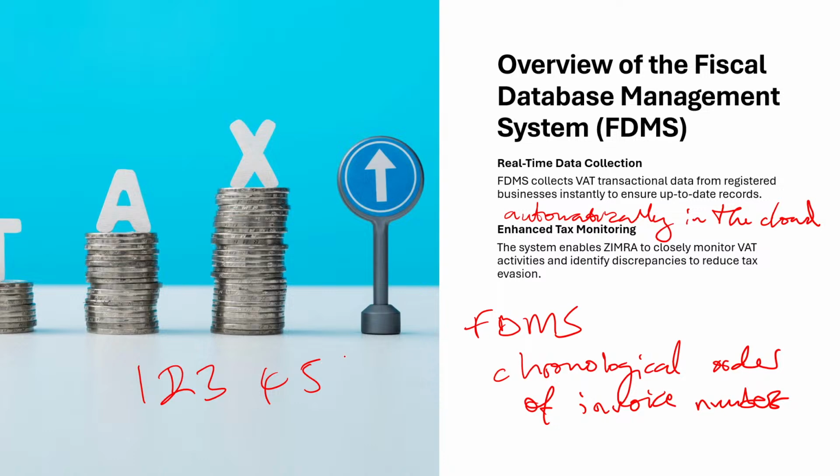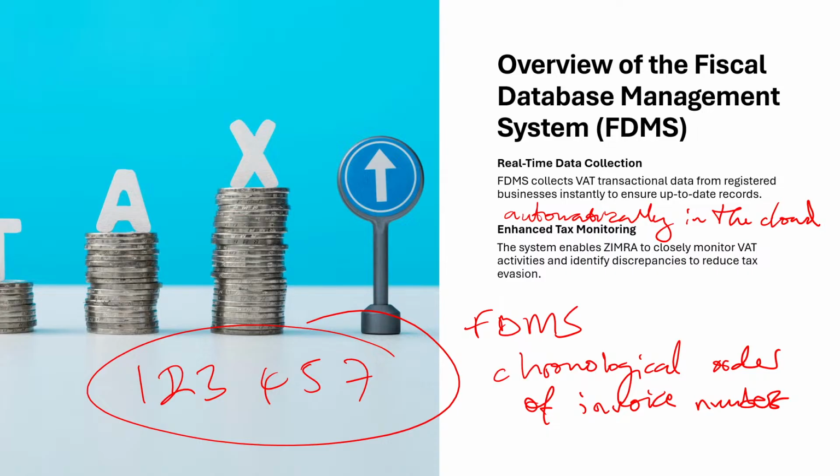When you jump an invoice number to number 7, when you try to close your fiscal day end, sometimes it will fail to close because it understands that you have skipped some of the invoices because of that chronological order of invoices. This prevents some people from not fiscalizing invoices, so it tracks that through the FDMS.